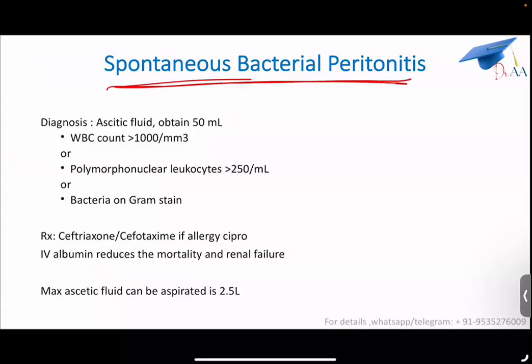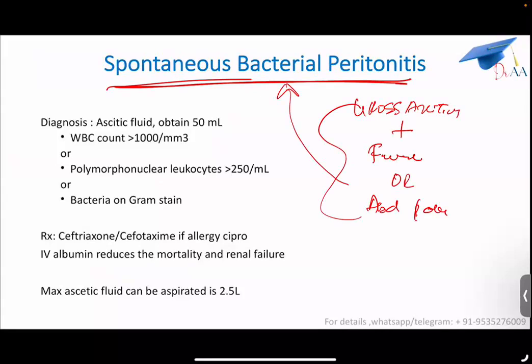This is important because any patient with gross ascites who presents to the emergency department with fever or abdominal pain, always think of spontaneous bacterial peritonitis. How do we diagnose these patients? Get an ascitic fluid and test it. If the WBC count is more than 1,000, then yes, it's spontaneous bacterial peritonitis. Or if the neutrophil count is more than 250, then spontaneous bacterial peritonitis. Or if you're able to isolate a bacteria, most commonly E. coli, by doing a gram staining, then yes, it is spontaneous bacterial peritonitis.